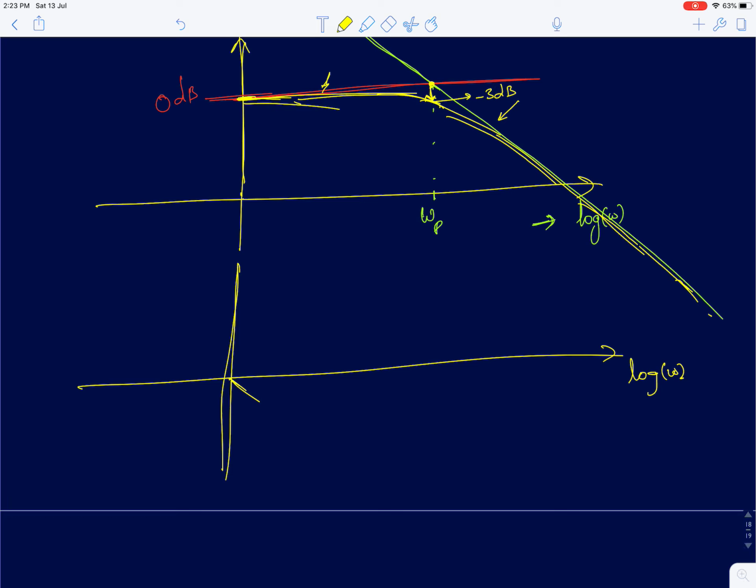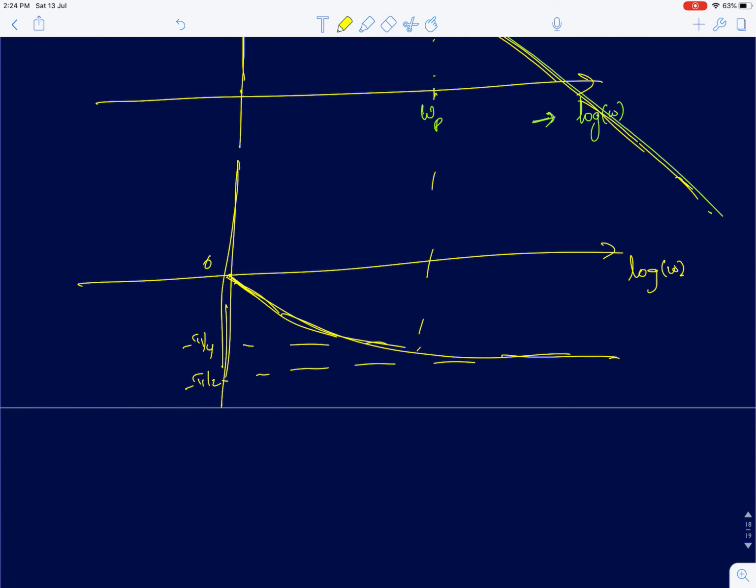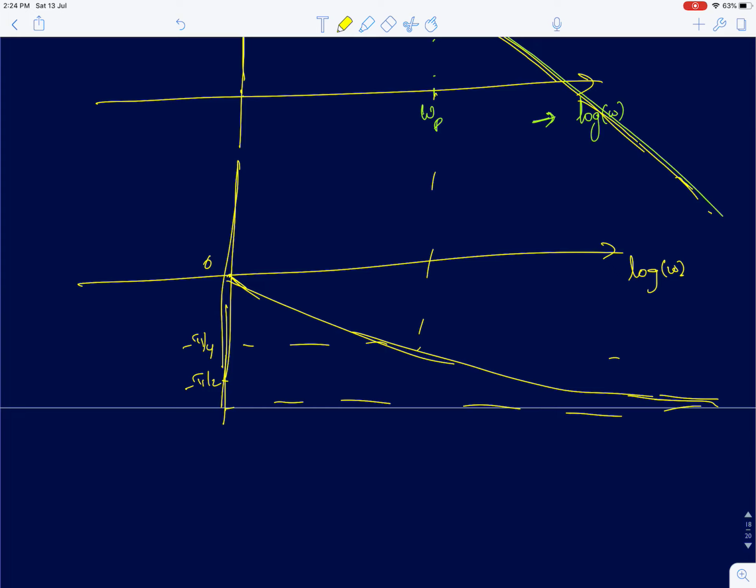Now tan inverse function is already a compressive function, so it will go from 0 till pi by 2. I'm plotting it in radians, 0 and at omega equal to omega p. It's not shown to scale, but pi by 4 here. Okay, so let me just show pi by 2 once it reaches this point.